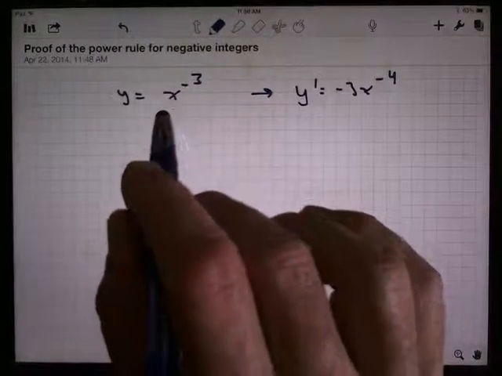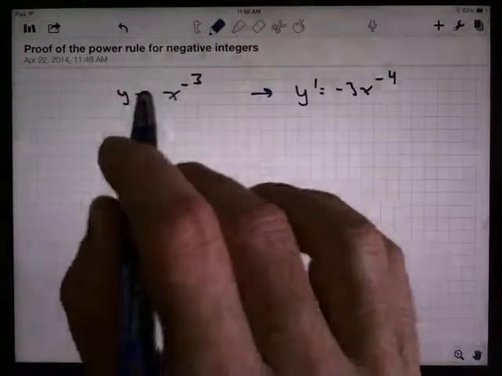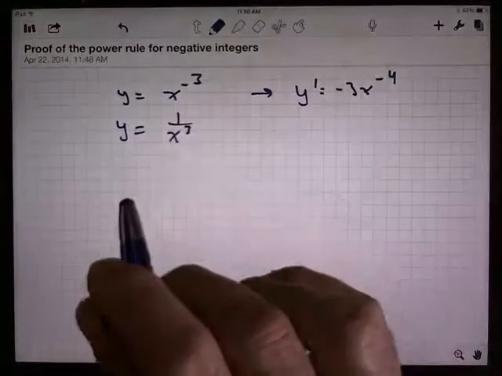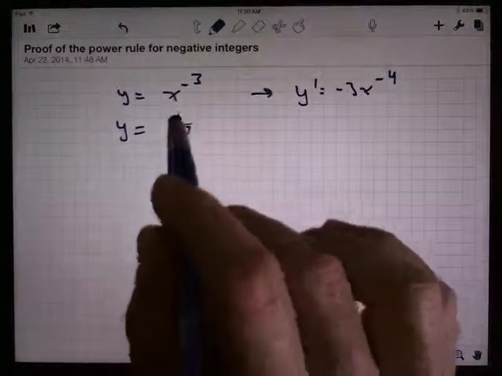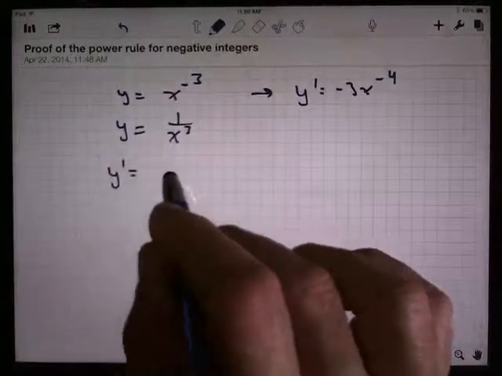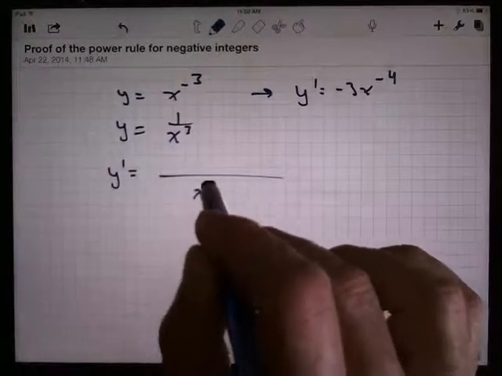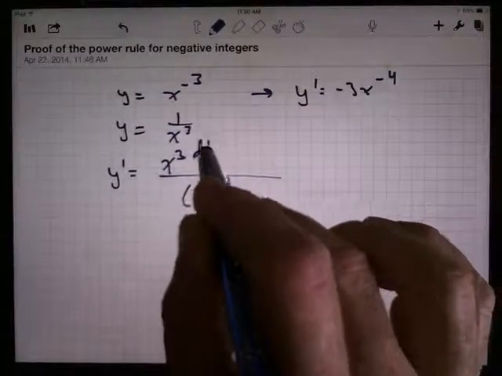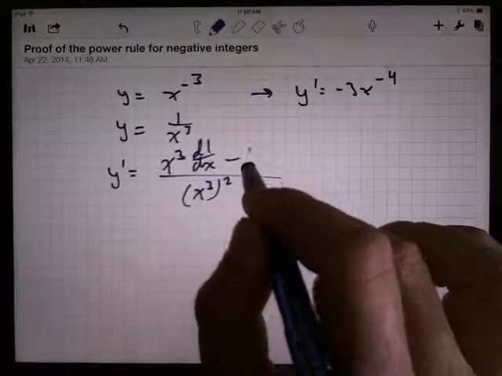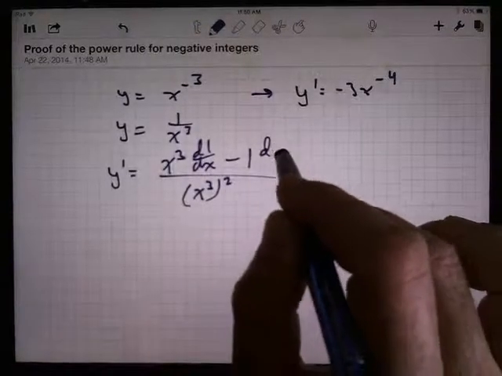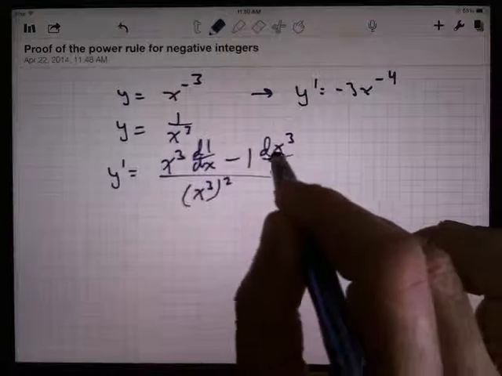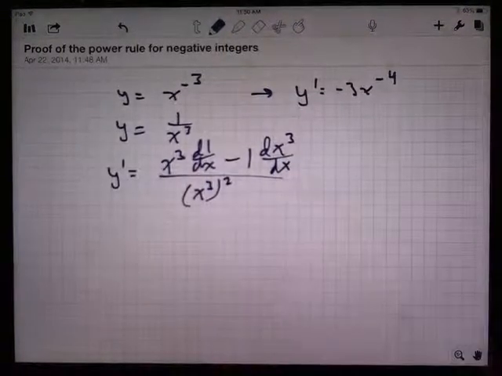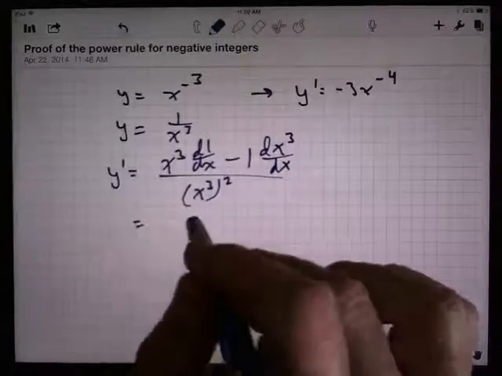Well, let's actually do this with the quotient rule. I'm going to rewrite this function as 1 over x cubed, and then I can see this as a quotient. So y prime is, I've got the x cubed squared on the bottom. I've got the x cubed times the derivative of the top minus the top times the derivative of the bottom. I'm going to use the power rule here to take the derivative of the bottom, but now it's a positive integer power, and I already have proven that this works for positive integer powers.